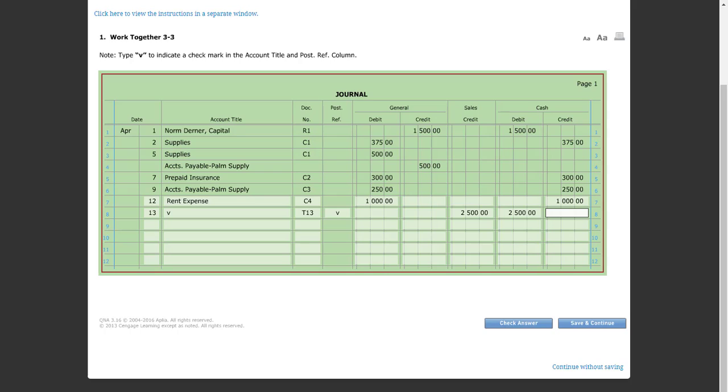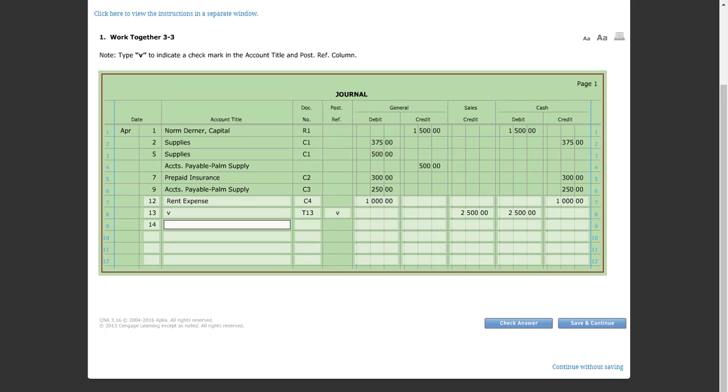The 14th, sold services on account to L Road, $510, S1. Oop, that's a new source document as well. Let's go ahead and start with the date of the 14th. Caleb, what do you think my accounts are? Accounts receivable, L Road, yep, and what's my other one?